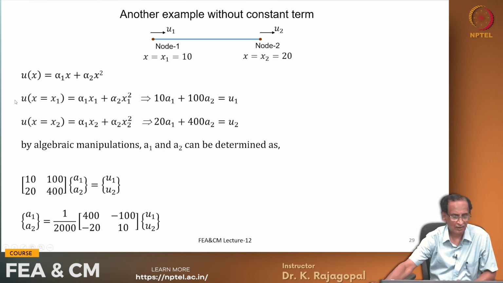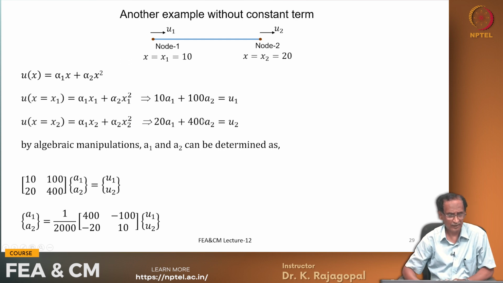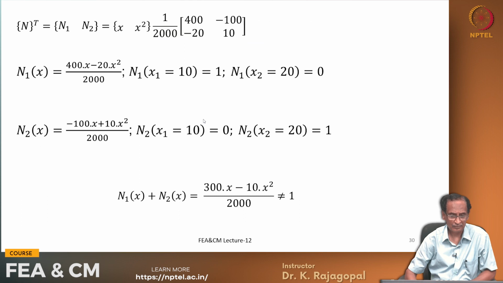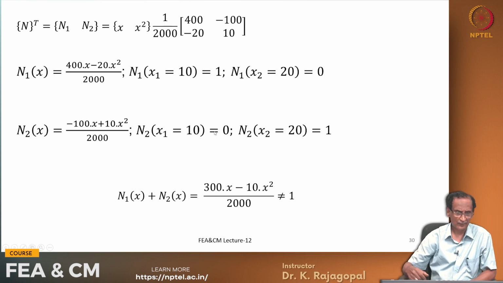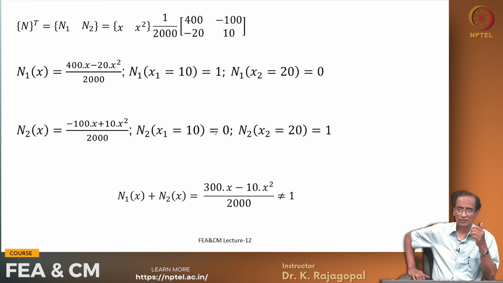Okay. So, our u at x equal to x1 is this, and u at x equal to x2 is u2, that is this, and by solving we get N1 as (400x minus 20x square) by 20,000, and N2 is (minus 100x plus 10x square) by 20,000. Then if you add up N1 and N2, you do not get 1, you get some other value. That means that you cannot assure the monotonic convergence with this type of element.